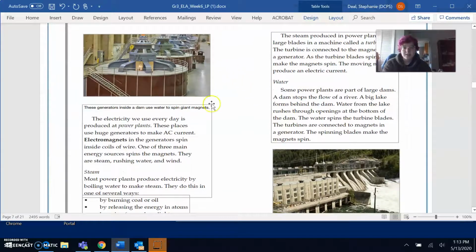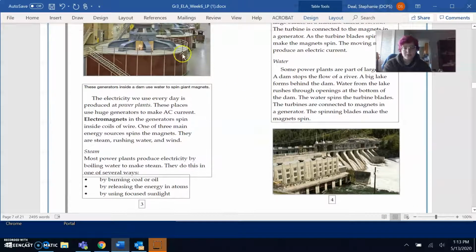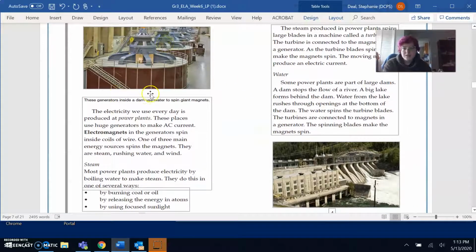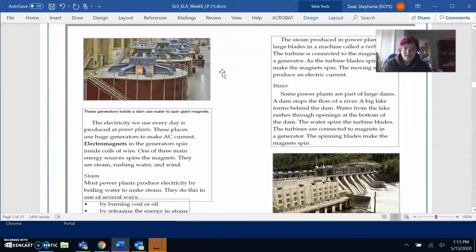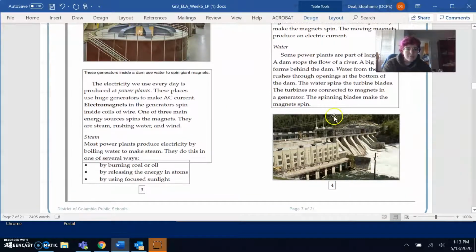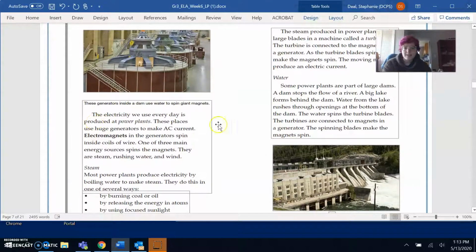So I see 2 more pictures here. We're going to read the caption. These generators inside a dam use water to spin giant magnets. Interesting. So this is another form of generators that make electricity using magnets. And then we can look at this other photo, which looks like a dam, but it does not have a caption. So we'll start reading here.